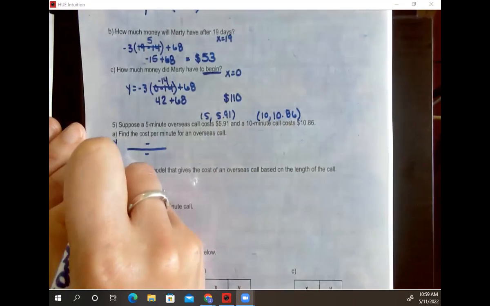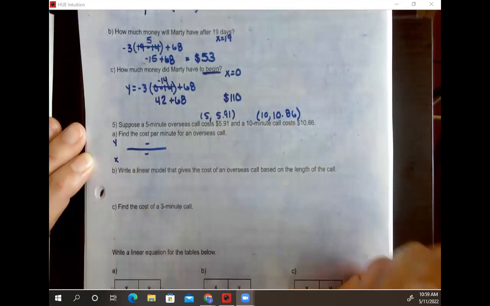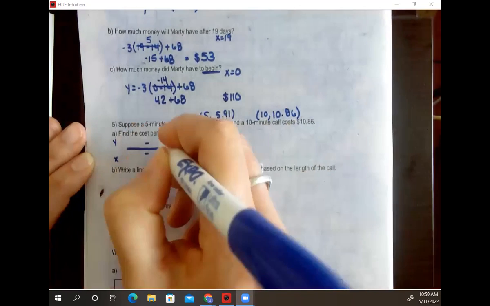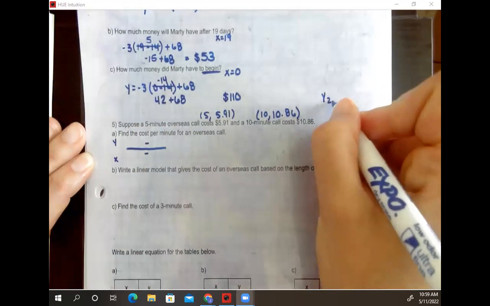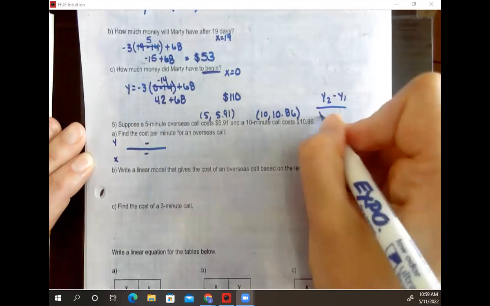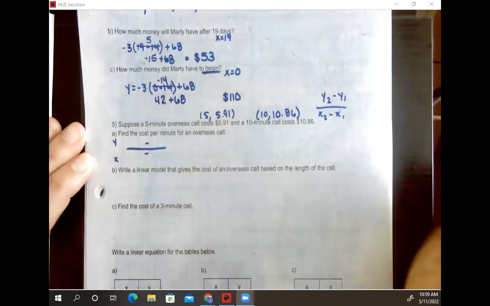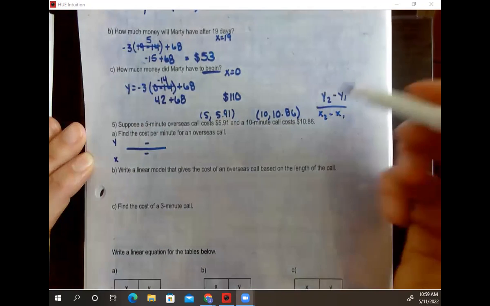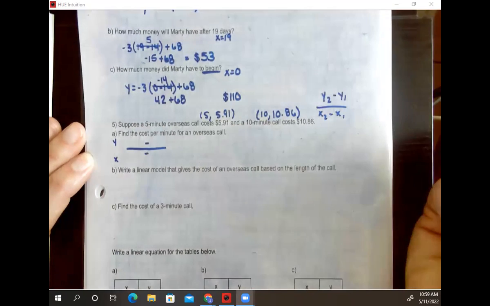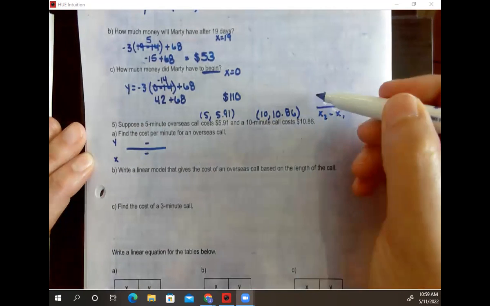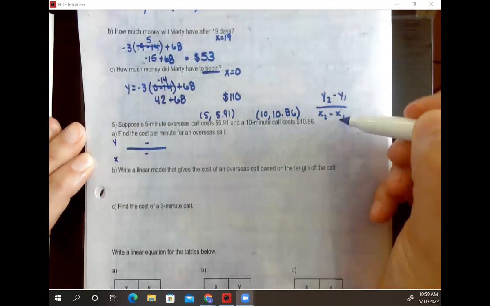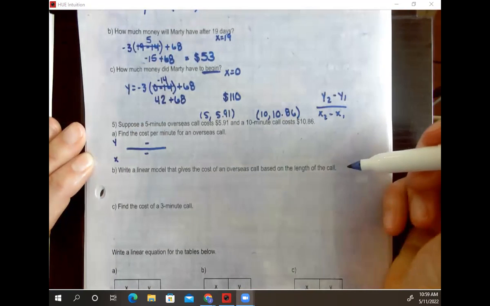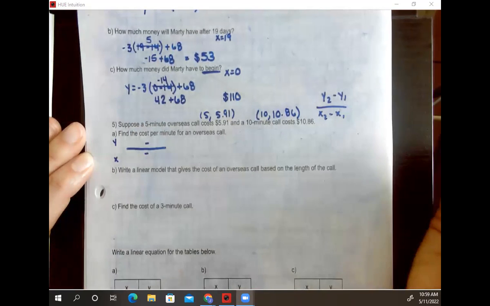Remember, it's the Y's on top, the X's on the bottom, and I line up the coordinates for the points. You may see slope formula written as y2 minus y1 over x2 minus x1. The important thing to remember, because if you try to remember the formula, sometimes it gets jumbled, is y's on top, x on bottom, and you line up the numbers that come from the same point. Okay, it doesn't matter which one is where, just line up the values that come from the same point.